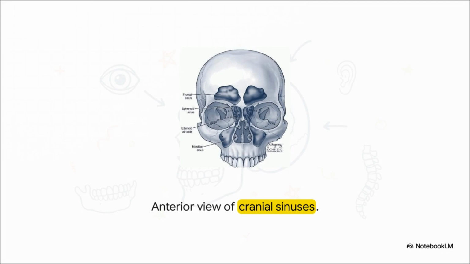And we can map out exactly where these brilliant weight-saving air cells are hiding. You've got the frontal sinuses up in the forehead area, the ethmoid air cells squeezed right between the eyes, the sphenoid sinuses sitting a little deeper back in the skull base, and the massive maxillary sinuses taking up a huge chunk of your cheeks. And don't forget, every single one of these communicates directly with the nasal cavity.